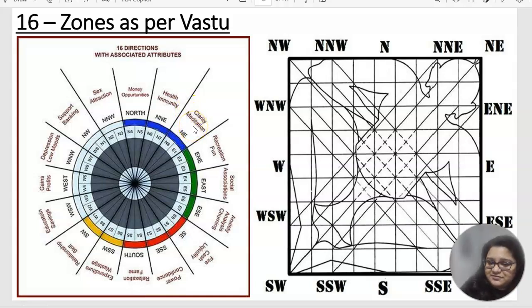Next 22.5 degrees from there taken makes the northeast zone. This zone deals with mental clarity and peace of mind. From that again we take another 22.5 degrees. This becomes the east northeast zone, and this zonal attribute relates to recreation, fun, vacations, and all of those aspects. Again from here we'll take the next 22.5 degrees, which becomes the east zone. This completely deals with social associations and interactions.